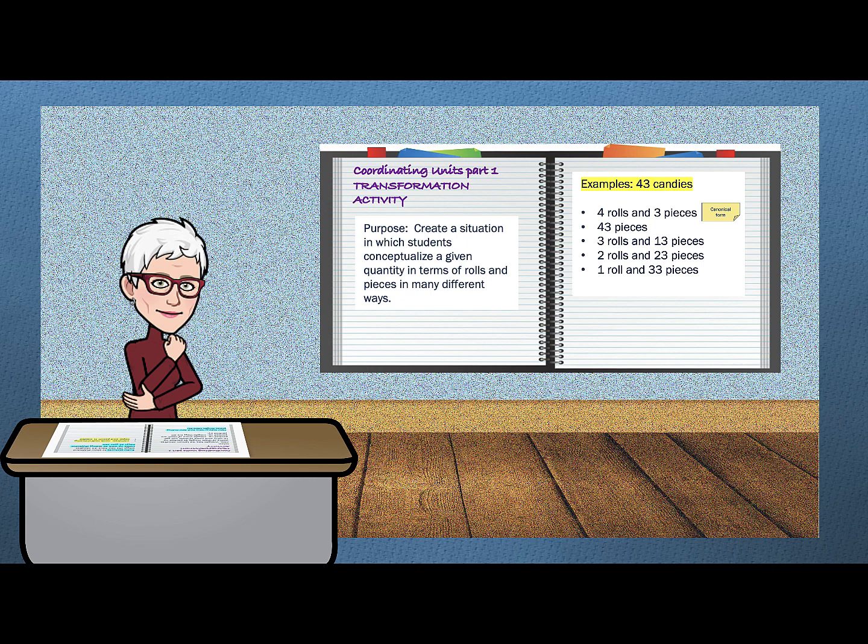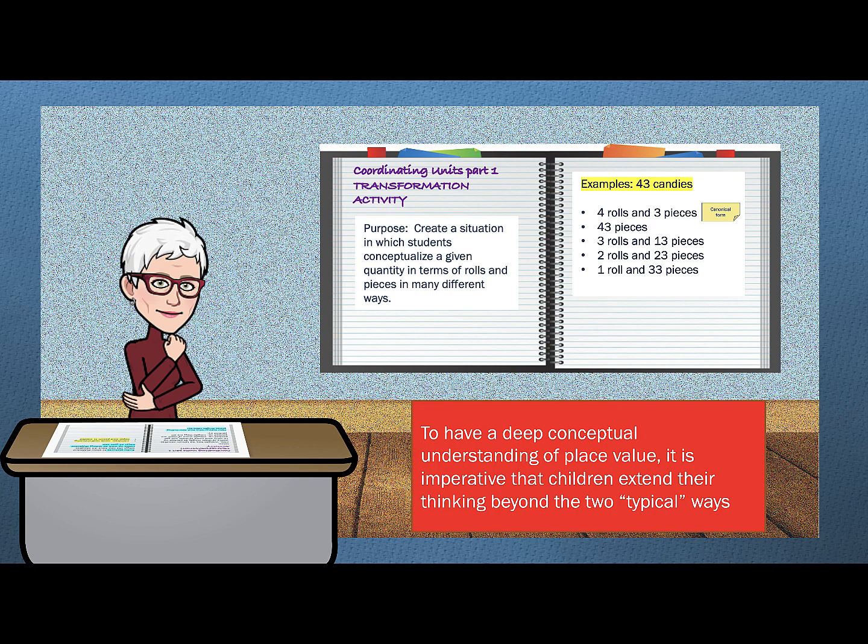In particular, while it is typical for students to think of a quantity of 43 candies as 4 rolls and 3 pieces, sometimes called the canonical form, or as 43 pieces, the goal of this activity is to elicit other ways as well, such as 3 rolls and 13 pieces, or 2 rolls and 23 pieces, or 1 roll and 33 pieces. For children to have a deep conceptual understanding of place value, it is imperative that they extend their thinking beyond the 2 typical ways to include these others as well.